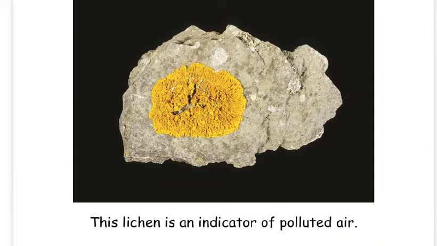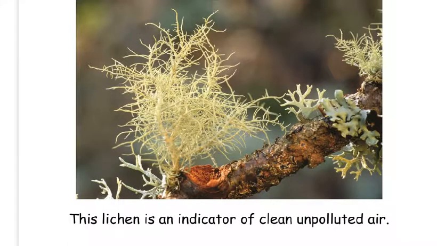This particular lichen can survive in polluted areas and so is an indicator of polluted air. Some other lichens can only survive in clean, unpolluted air, and so their presence indicates the absence of pollution in that area.